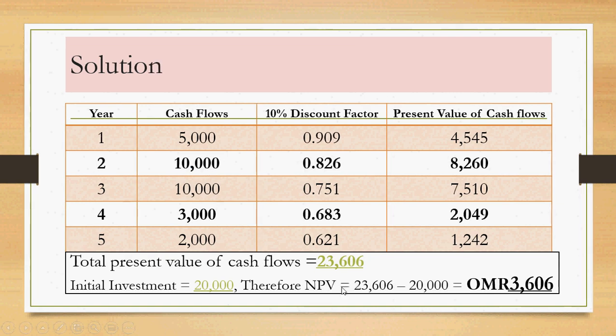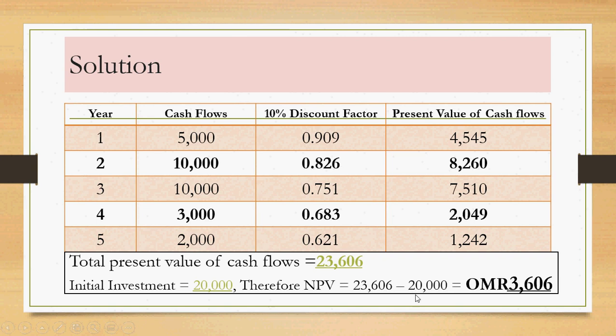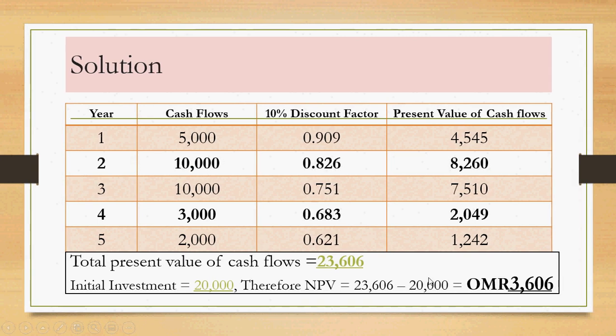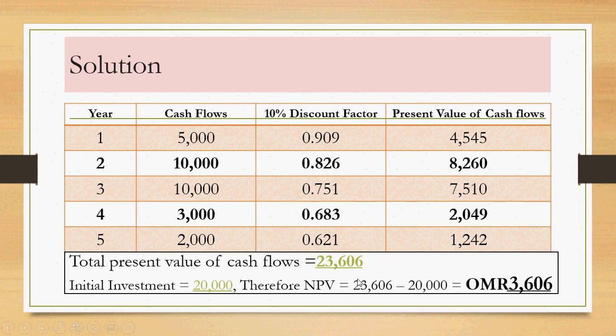Therefore, NPV is equal to present value of cash flows minus initial investment. I repeat, NPV is equal to total present value of cash flows minus initial investment. So for project A, we get NPV 3,606. I hope that you understand this one, because it is not difficult. Everybody can understand how to calculate NPV.